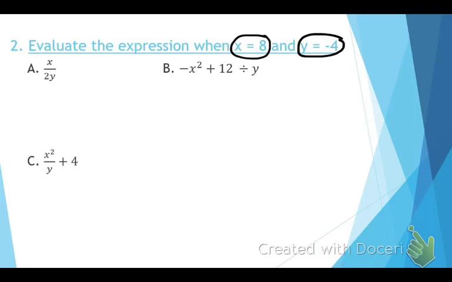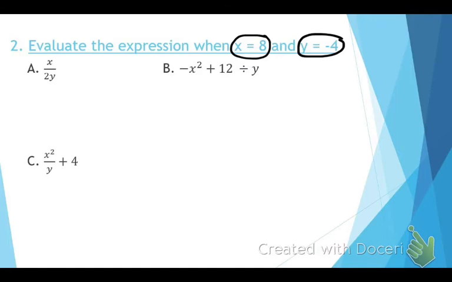Before we do that, I want to talk about this right here. When it says 2y, when there is a number directly next to a letter, does that mean to add, subtract, multiply, or divide the 2 and the y together? We're multiplying them. Whenever you have a number next to a letter, that means 2 times y. So remember that as we plug this in.